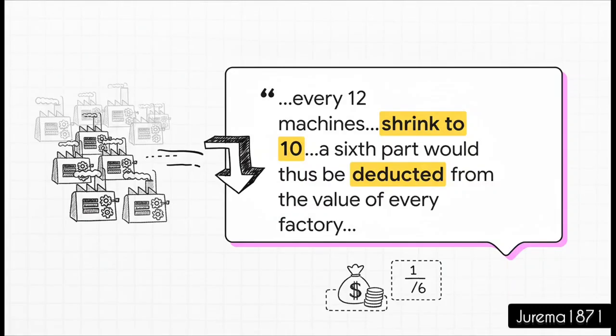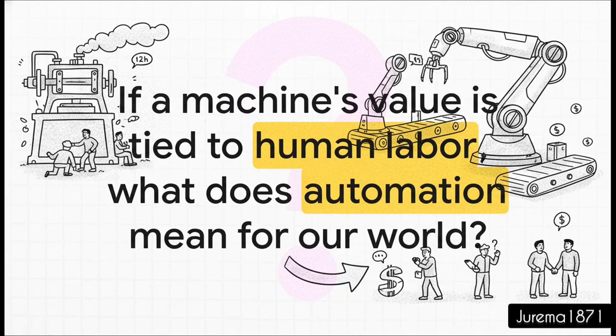Marx actually quotes a real factory owner from back in 1849. This guy was arguing against laws to shorten the workday from 12 to 10 hours. And his argument was wild. He basically said that if you cut 2 hours off the workday, his machines would physically shrink in value by a sixth. So for him, a machine wasn't just a pile of metal. Its value was tied directly to how many hours of human work it could absorb.